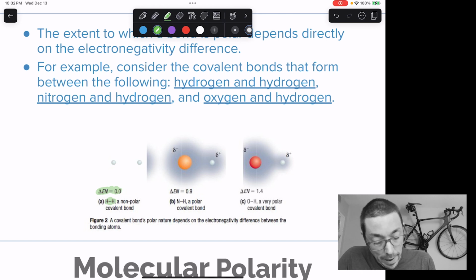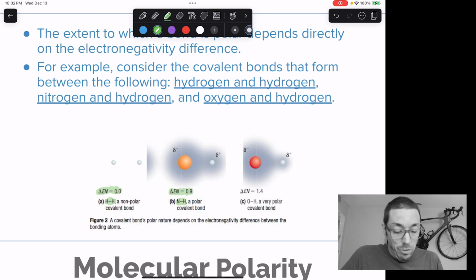Nitrogen and hydrogen have a difference of 0.9, so it is polar. The nitrogen is here and the hydrogen's here. Nitrogen is pulling the shared electrons more toward its side, which makes it slightly negative, and the hydrogen slightly positive. And O-H we looked at already.